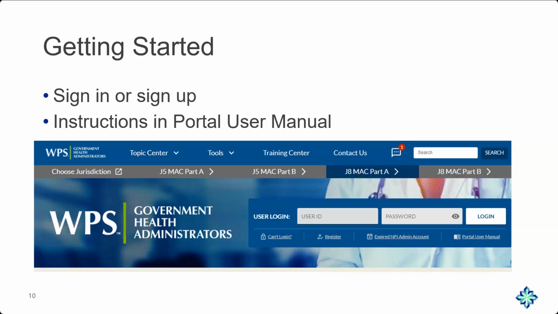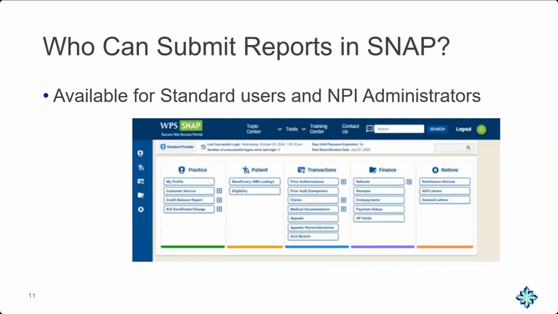Okay, the first step is to sign in or sign up, or sign up and then sign in. For those of you who don't know, there are 3 different levels of access within the portal. We have eligibility, standard, and administrator. The ability to submit a credit balance report is for standard users and NPI administrators. If you are eligibility only and credit balances is one of your duties, talk to your NPI administrator and request a different level of access.